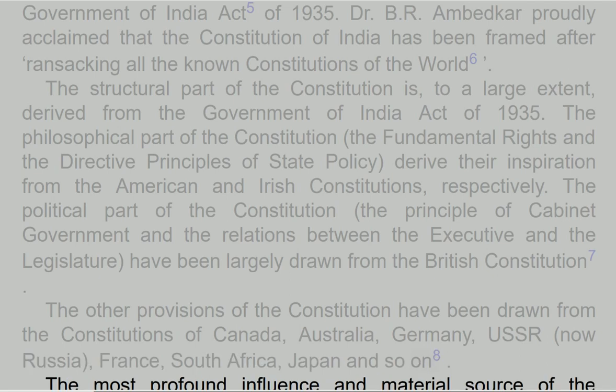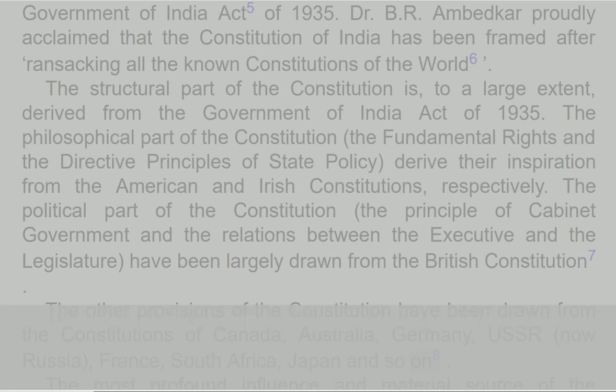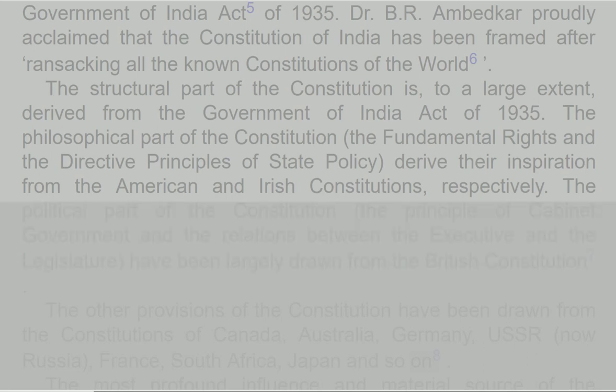The most profound influence and material source of the Constitution is the Government of India Act, 1935. The federal scheme, judiciary, governors, emergency powers, the public service commissions and most of the administrative details are drawn from this Act. More than half of the provisions of the Constitution are identical to or bear a close resemblance to the Act of 1935.